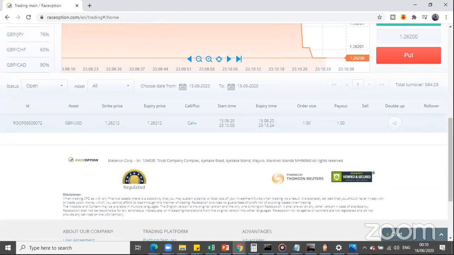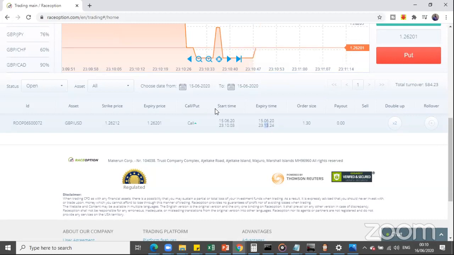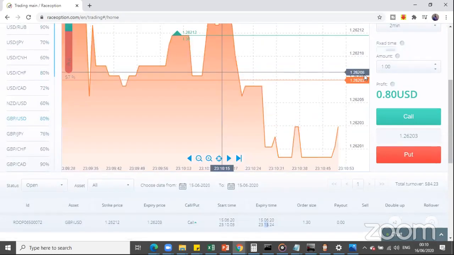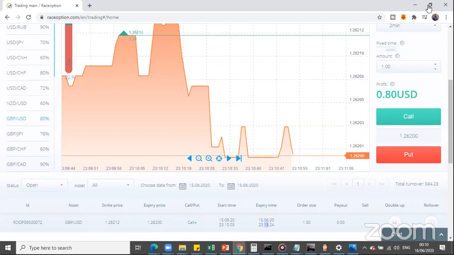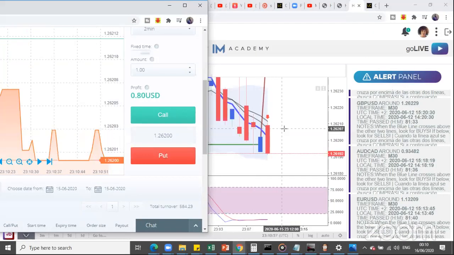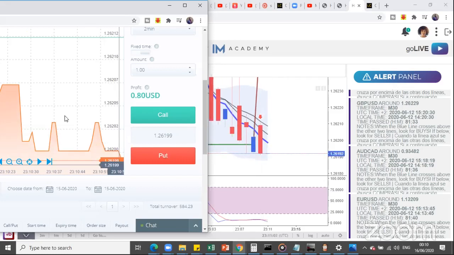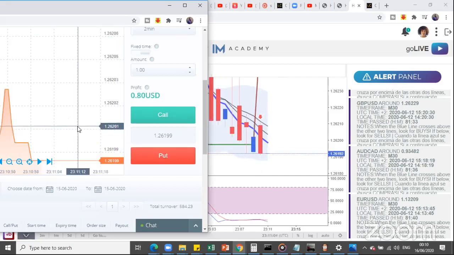So what happened? This trade was meant to stop at 11. They've moved it from 11 minutes to 13 minutes. That is a 2 minute difference. Why? Because I rolled over. Now, you can only roll over when the market is in a down move. Sorry, when the market is against you.